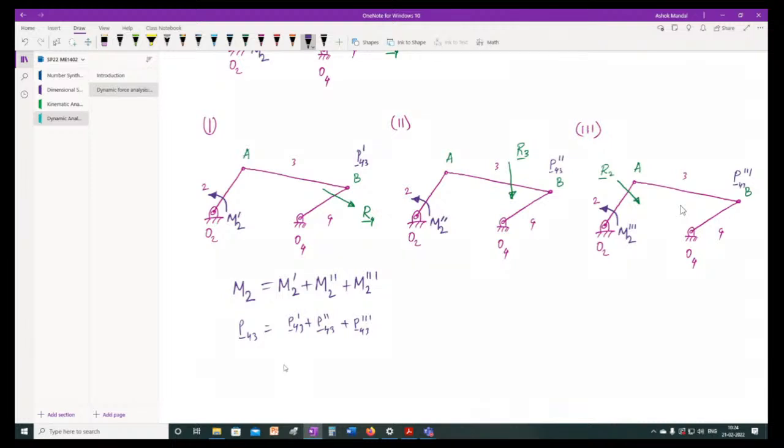Okay. So the same thing is true for all other joint forces. So in general, we can write down Pij is equal to Pij1, Pij2, Pij3. ठीक है? Have you understood this method?